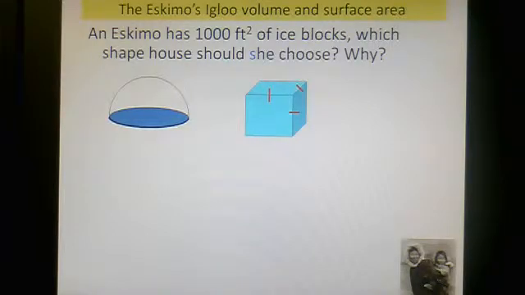The classes yesterday on Wednesday, I kind of skipped around. The classes did slightly different things. So for period 1, you guys did not do this Eskimo problem. So give this one a try.